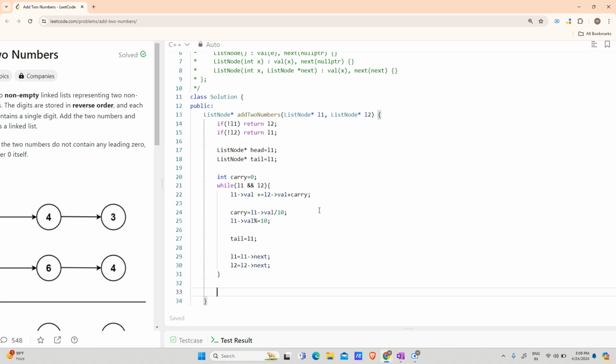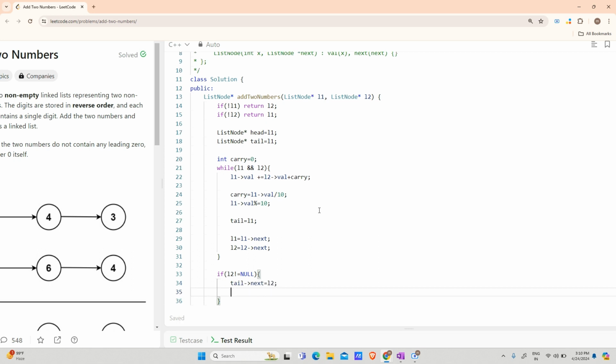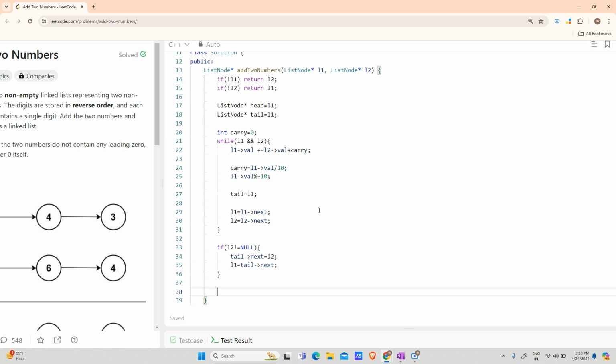Suppose one of them turns null or both of them turn null. Suppose L2 is not null, that is if L2 is not null, what I will do, I will say tail's next is L2. As discussed, we are connecting L1 with L2, and my L1 becomes tail's next, that is L2 only, right? Now, why did I do this step? I could have done it differently for L2 also, but I didn't because I wanted to write concise code. Now I will say for L1 only.